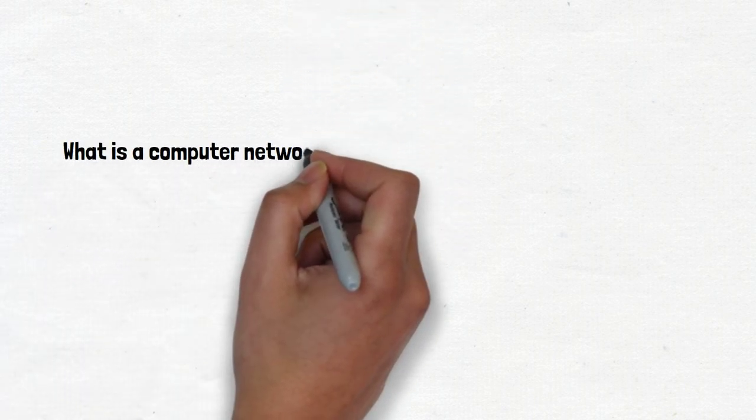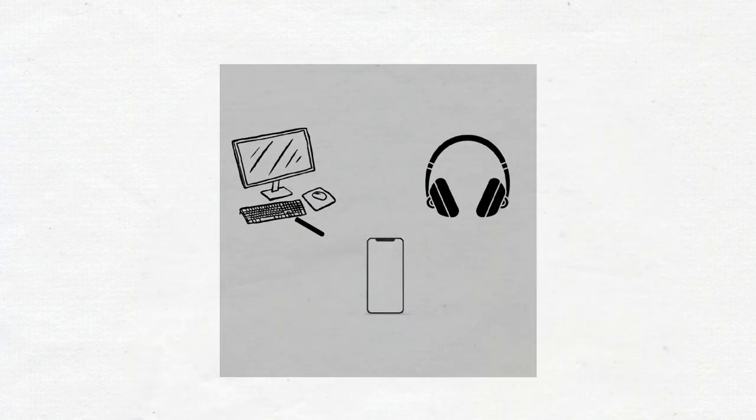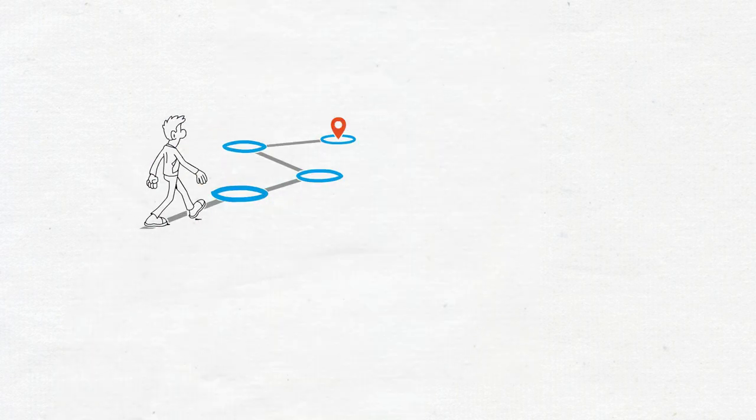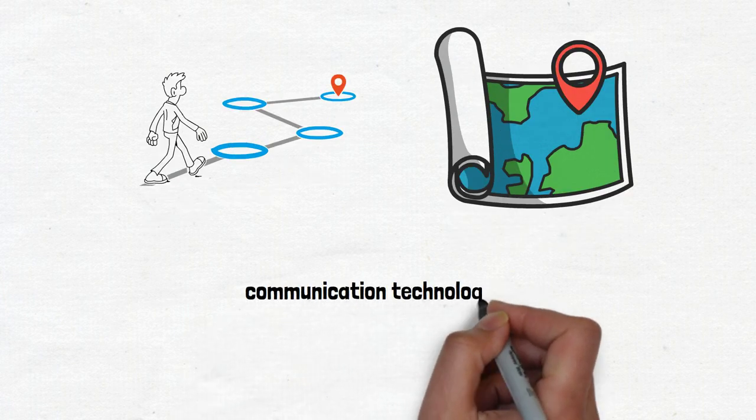First of all, what is a computer network? A computer network is a collection of interconnected computers and other devices that can communicate with each other. Networks can be classified based on their size, geographic scope, and the communication technologies they use.